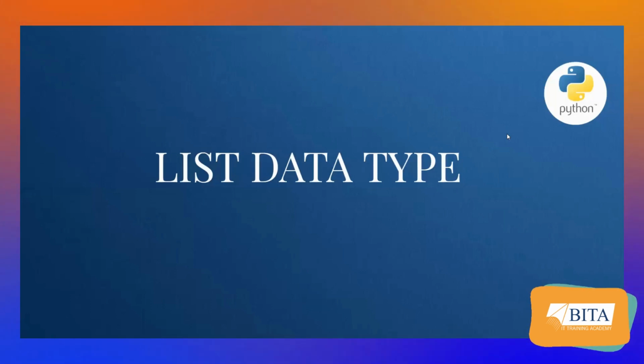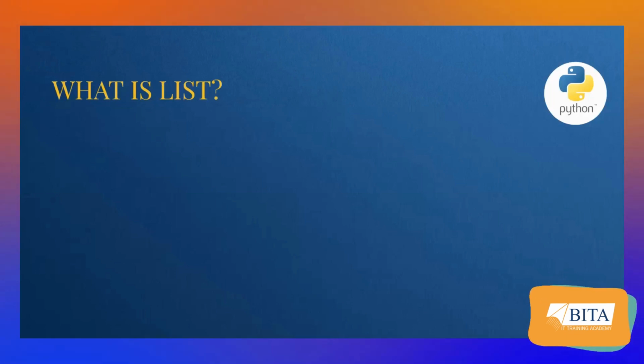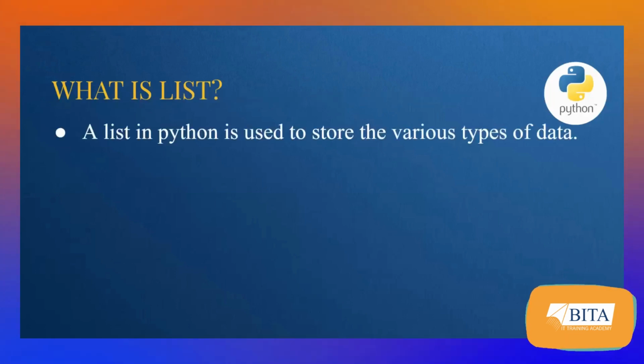Today we are going to discuss the list data type in Python. What is a list? A list is a collection of different data types available in Python. So what are the different data types? You can store integer, float, another list, tuple, complex, string, every data type under a common name. So that is called different data types.